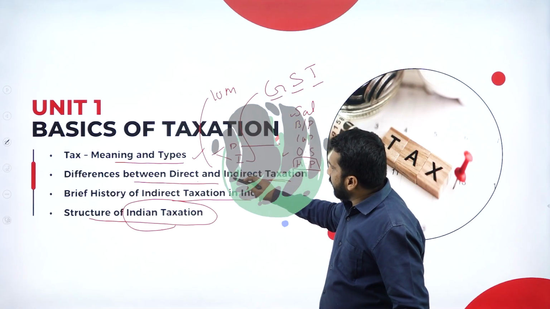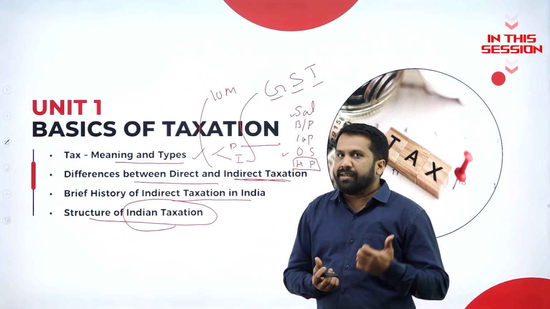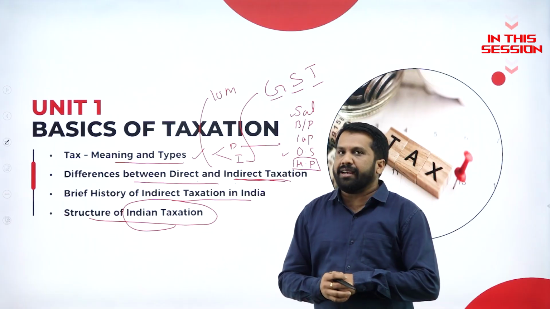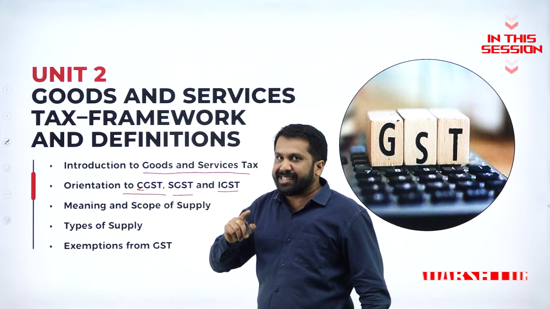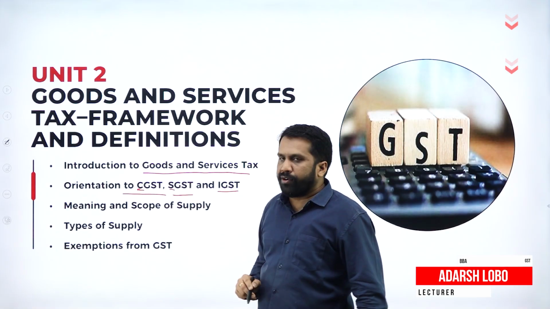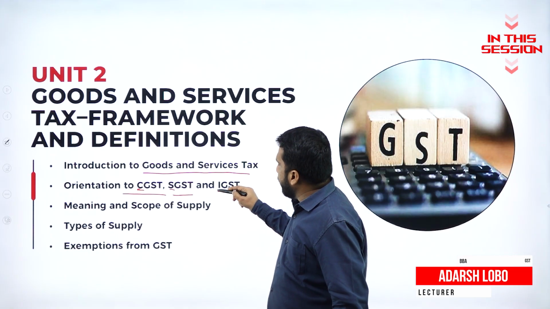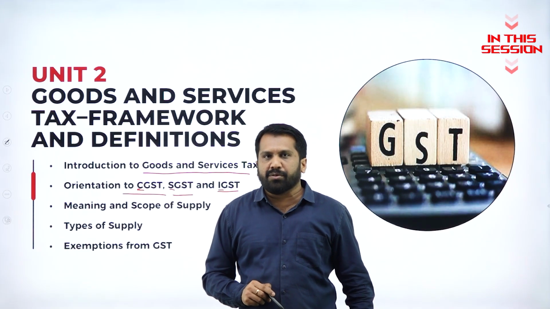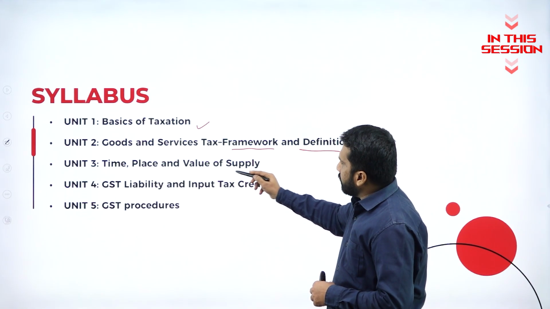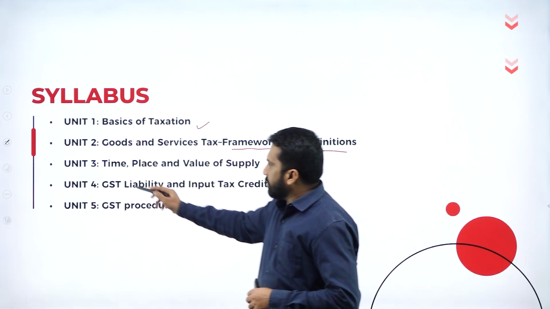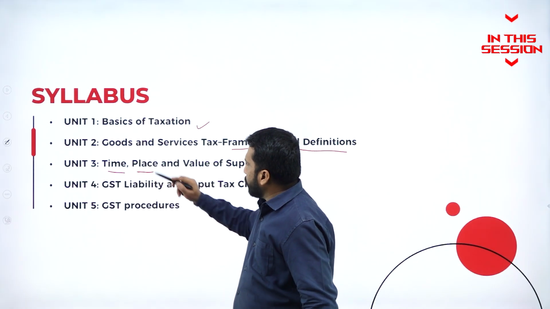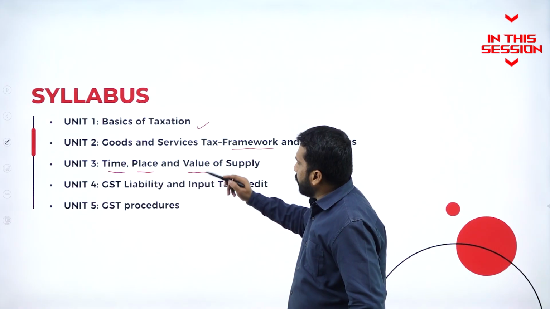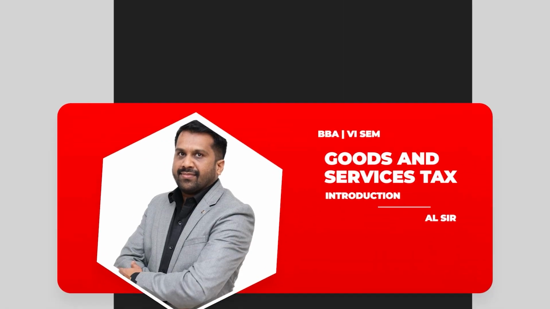So in this indirect tax also we have types like CGST, SGST, IGST. C for central, S for state, and I for integrated. Hope you are clear. Time, place and value of supply. We call it as time of supply, place of supply and value of supply.